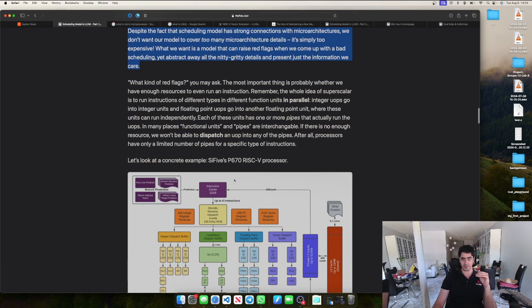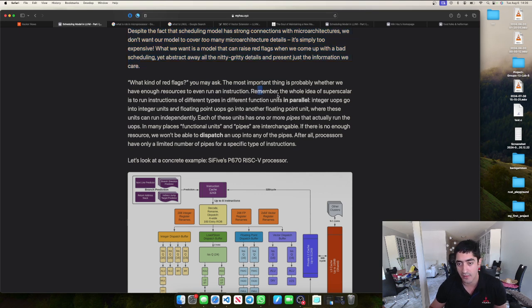What kind of red flags, you may ask? The most important thing is probably whether we have enough resources to even run an instruction. Remember, the whole idea of superscalar is to run instructions of different types in different function units in parallel. Integer UOPs go into integer units and floating point UOPs go into a floating point unit. These units can run independently, and each of these units has one or more pipes.